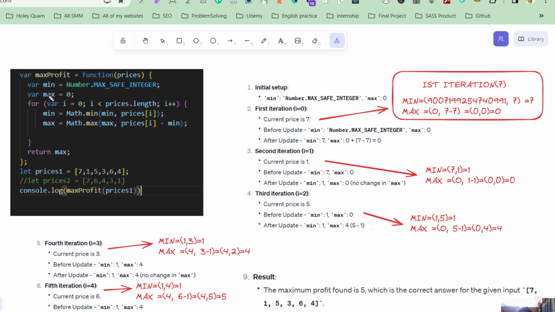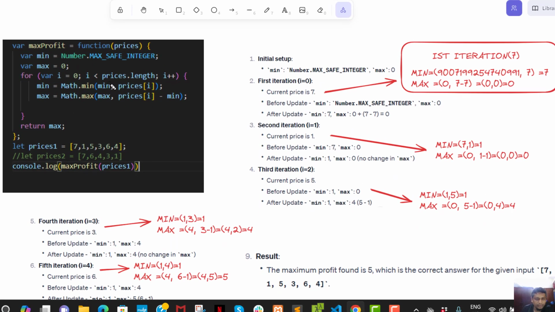So initially, we are initializing two variables and running a loop. Okay, so in the first loop, what is happening? The first number is 7, so the current price is 7. Min is coming from here, and min is a huge number. It's compared with the first price, which is 7. Among this huge number and 7, the minimum is 7.